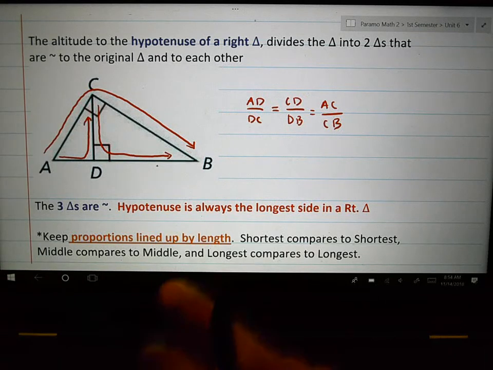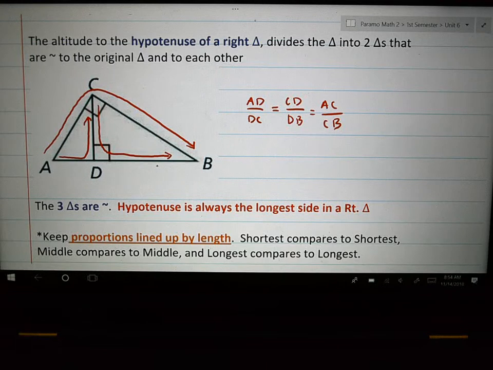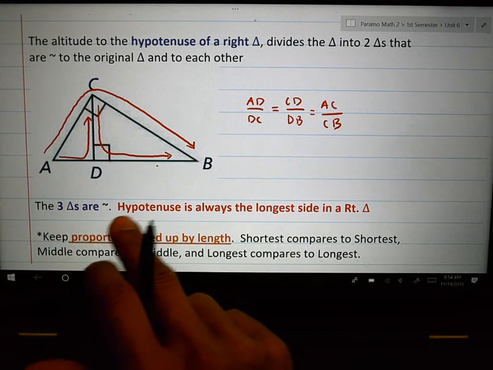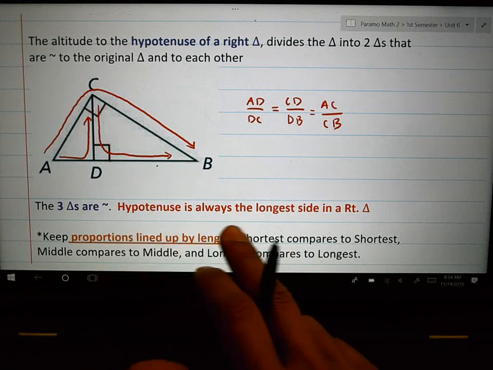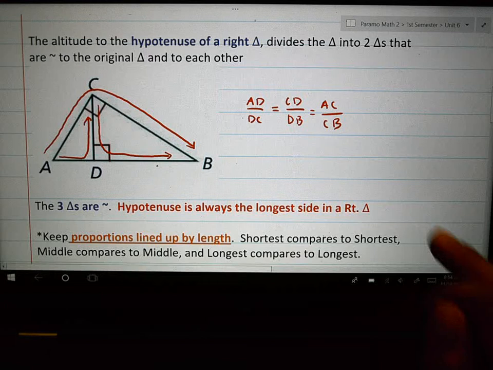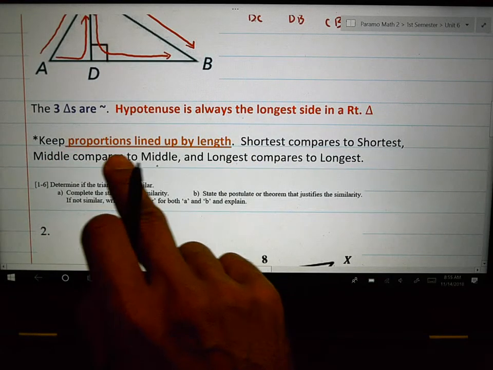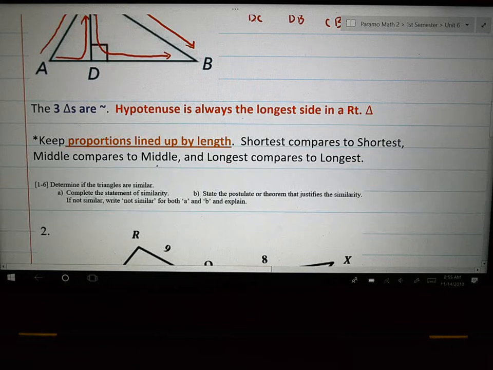We'll do example 15 together. That's going to highlight what we're talking about here. Anyways, these 3 triangles are similar. The hypotenuse is always the longest side, so keep that in mind when you're setting up your proportions. And I recommend, when you're doing problems like that, keep your proportions lined up by length. It will help everything else out.